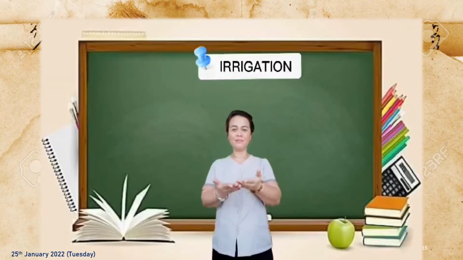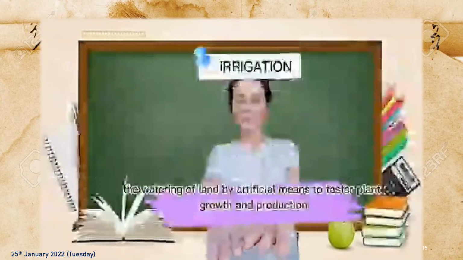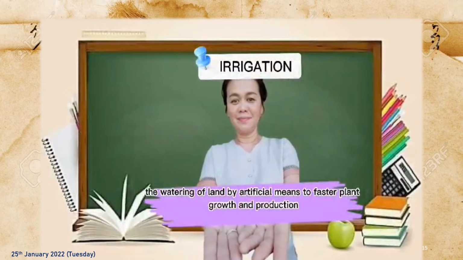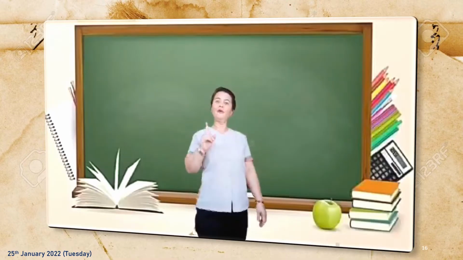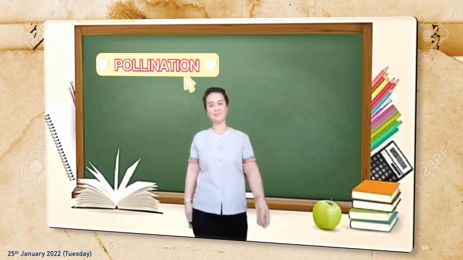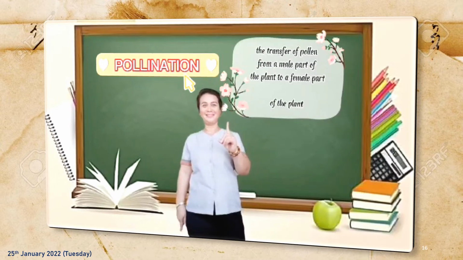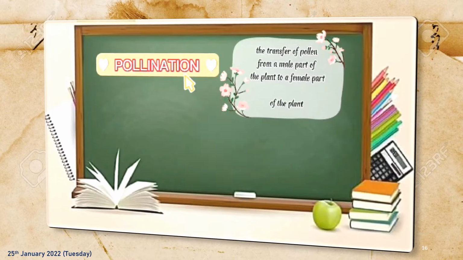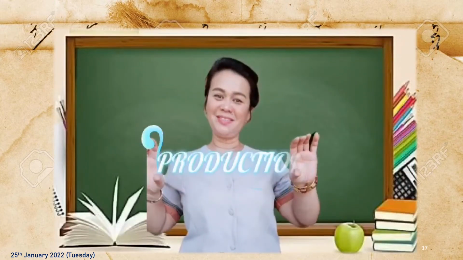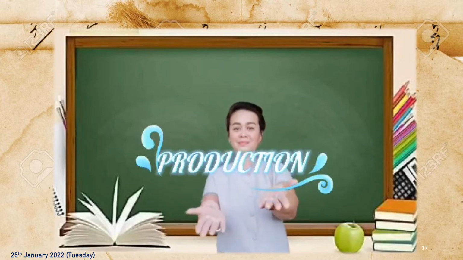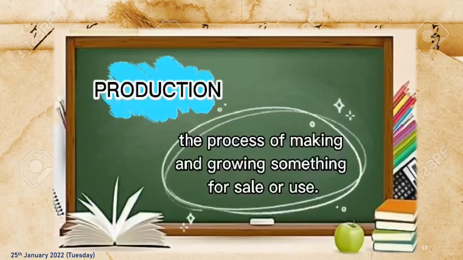Irrigation: the watering of land by artificial means to foster plant growth and production. Pollination: the transfer of pollen from a male part of the plant to a female part of the plant. Production: the process of making and growing something for sale or use.